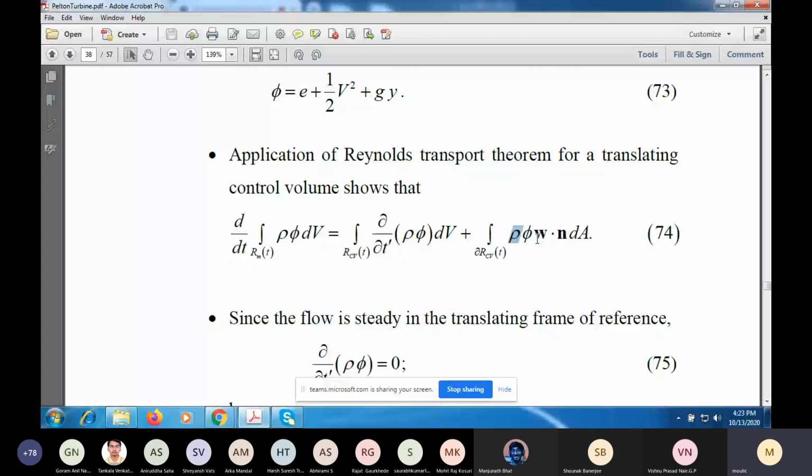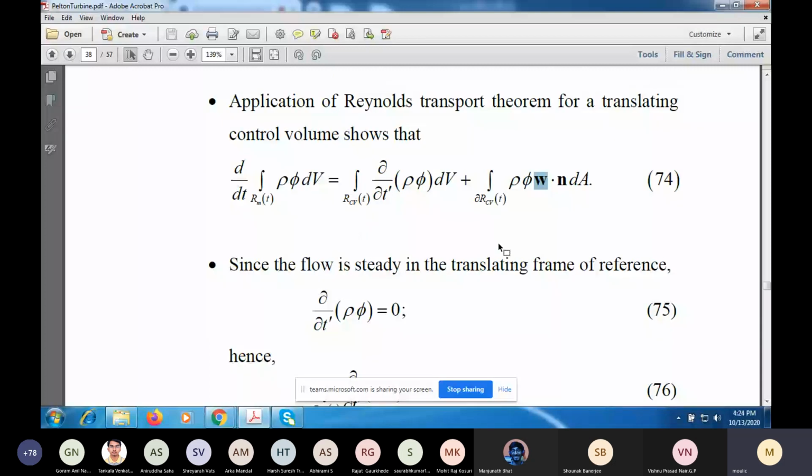As I have shown you in detail in previous classes, if I use the del t prime, that is the temporal derivative in the moving frame, then I must use the relative velocity, the velocity of the fluid in the moving frame. The reason we are using this form is that the flow is steady in the translating frame. So del t prime of this flow quantity, rho phi, is 0. But del t is not 0.